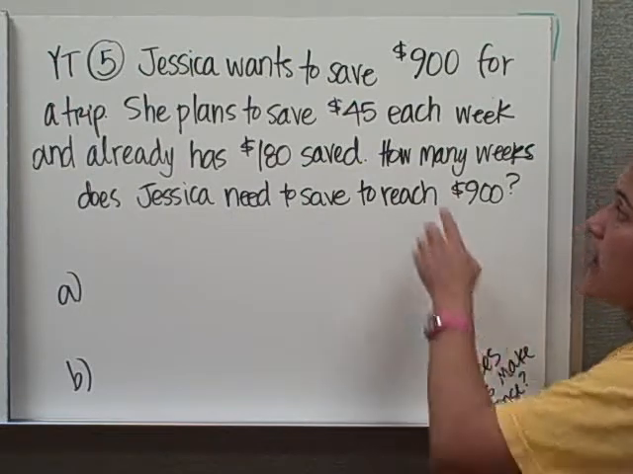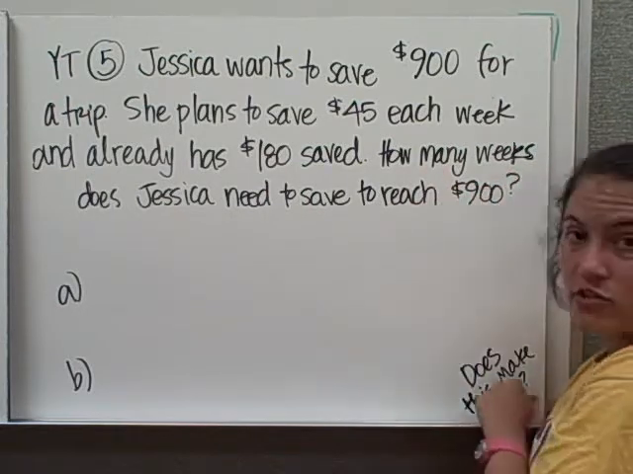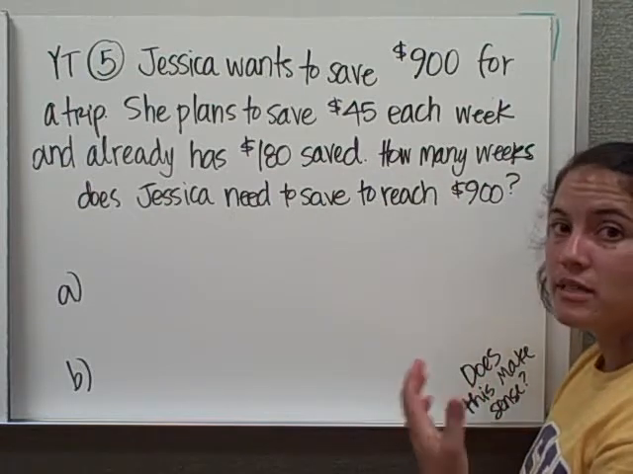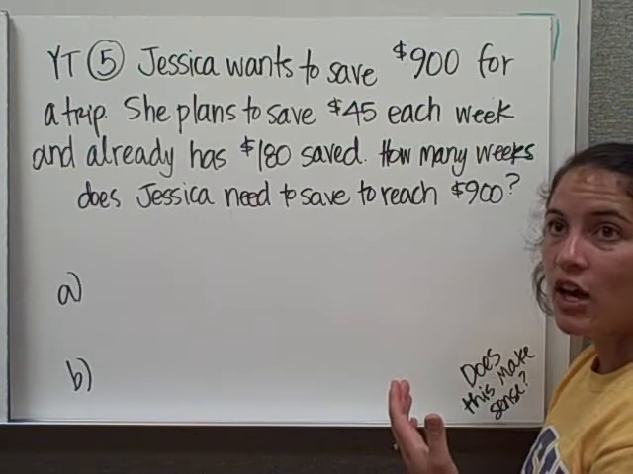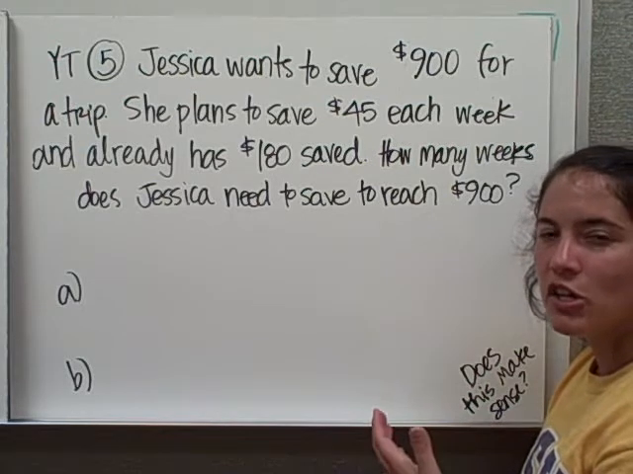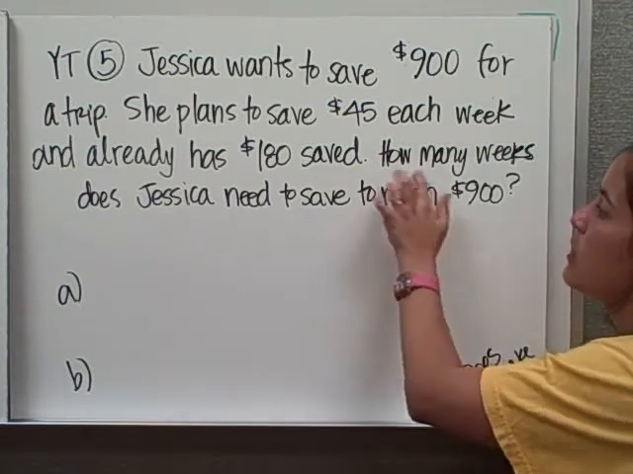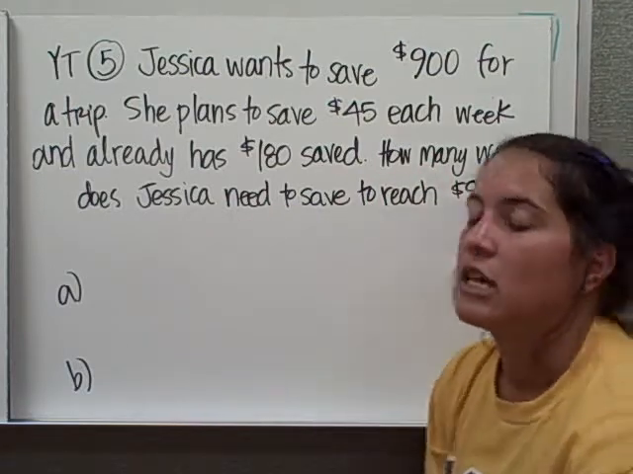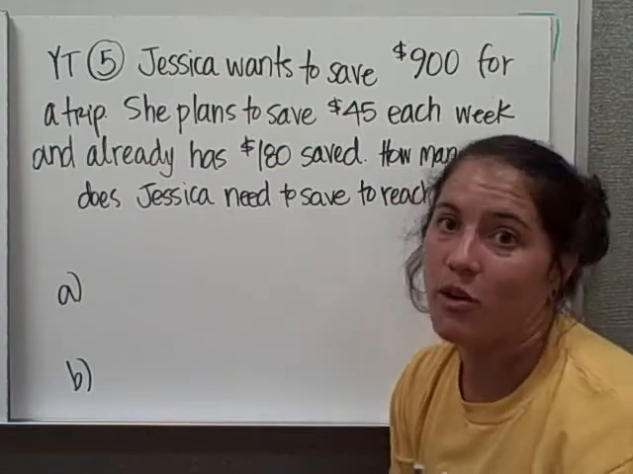We are trying to find out how many weeks. So your answer is not money, and your answer needs to be weeks. So it has to make sense. It has to make sense. You can't have like 0.5 of a week. Well, I mean, I guess you could. That'd be half a week. But how many weeks does Jessica need to reach $900? So does this make sense? So I want you to work this one out, and then we will go over it tomorrow in class.